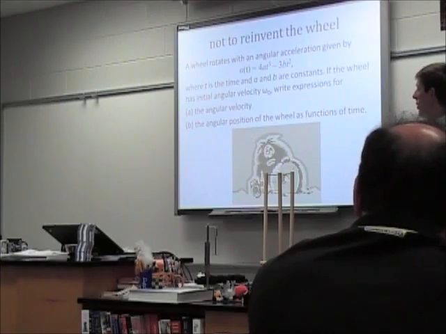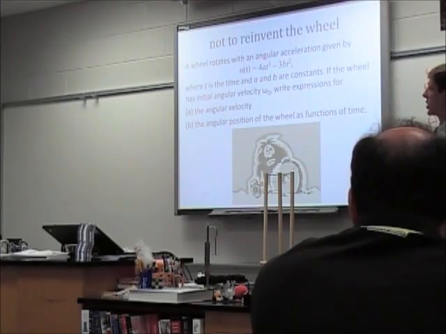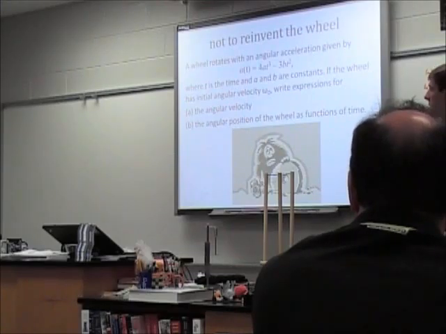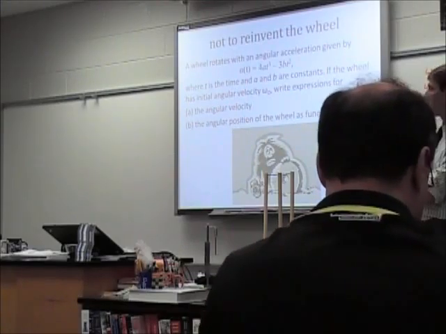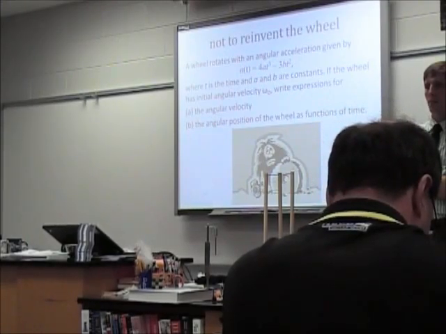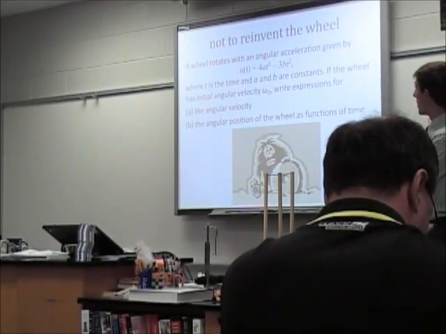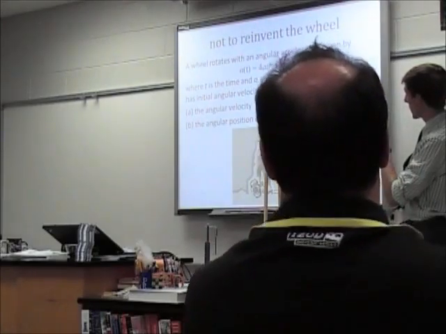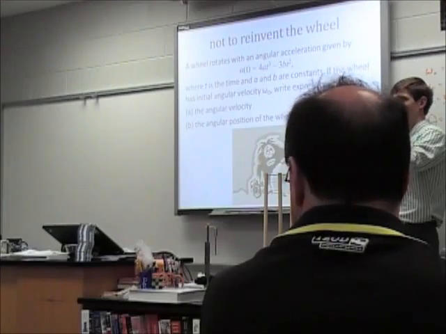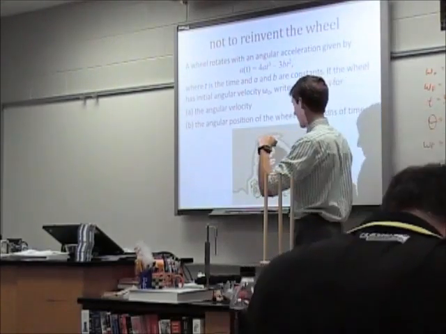A wheel rotates with an angular acceleration given by that equation, where t is time and a and b are constants. If the wheel has an initial angular velocity of omega naught, write expressions for the angular velocity and the angular position of the wheel as functions of time. This problem shouldn't take you more than a minute and a half. Let's go. Seriously, this is easy.